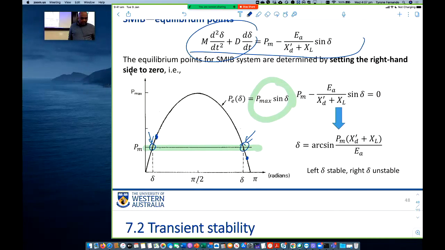If you're here, what does that tell you? Pm is bigger than Pe, right? Mechanical power, the constant horizontal line, is bigger than Pe. So Pm minus Pe is a positive number, so the right hand side is positive now. So what will delta be? Delta will increase, so it's going to go that way. So it is unstable. Delta will increase. It won't pull it back to the operating point.